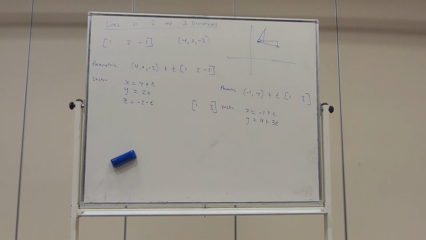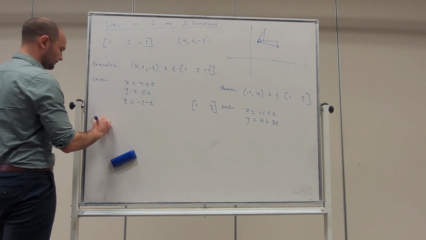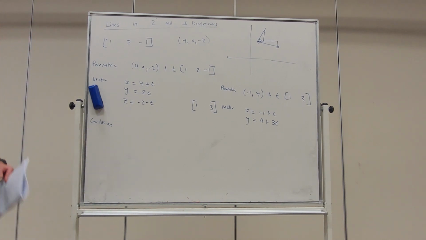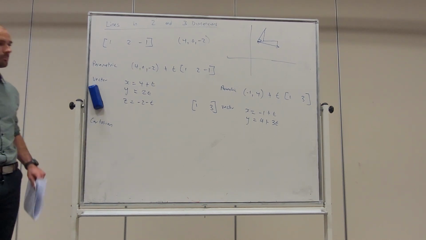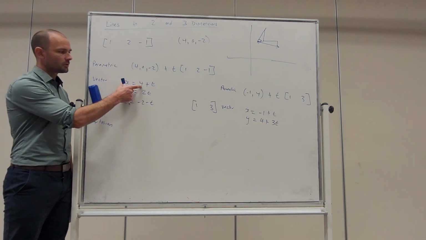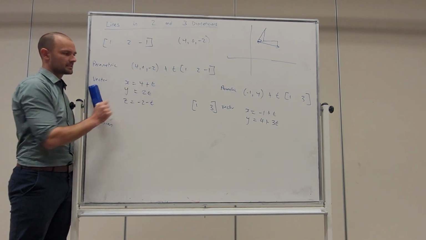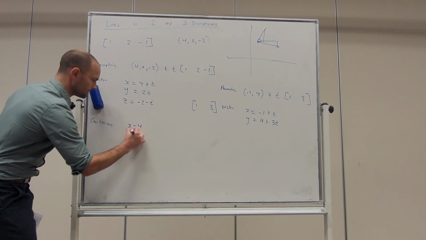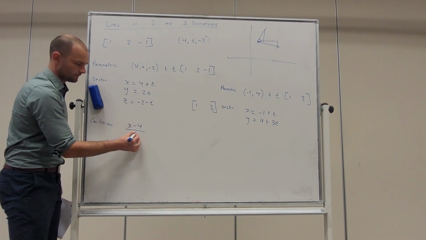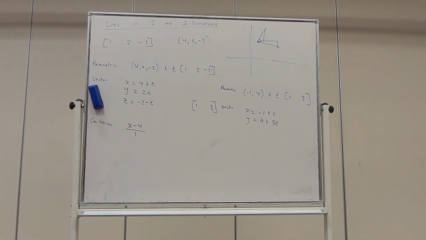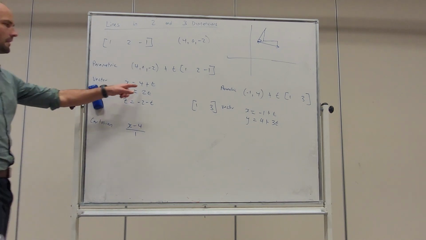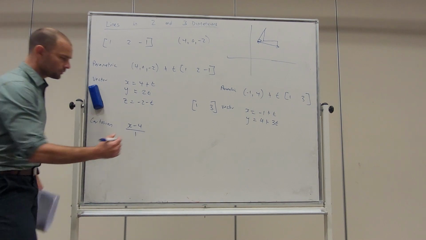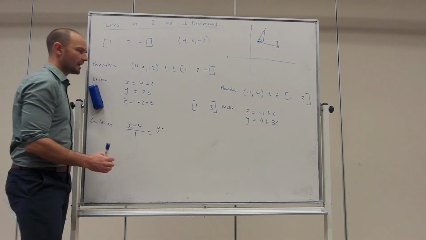Okay, now the way we get the Cartesian form, all right? The way we get the Cartesian form for a three-dimensional line is a little bit more complex than 2 dimensions. What we're going to do is we'll take this x, right? We've got x equals 4 plus t, and we're just going to go x take away 4 divided by the coefficient of t. All right, so x take away the number, and then divided by the coefficient of t. And then we're going to make that equal to y take away the number.